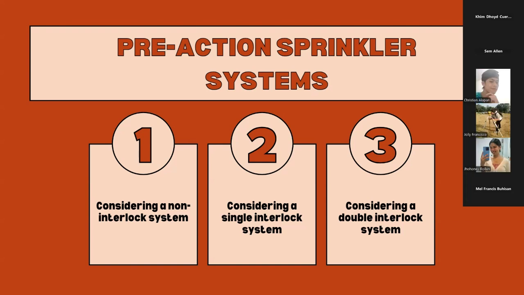But also, the disadvantage of this double interlock system is that it requires two detectors to activate, which could potentially delay the water release. Next slide, please.